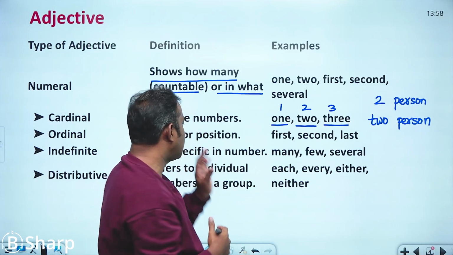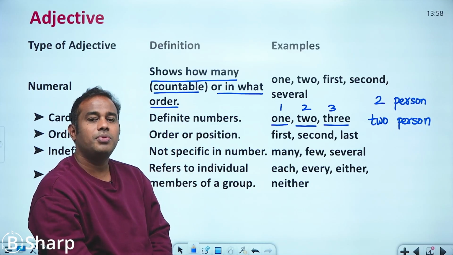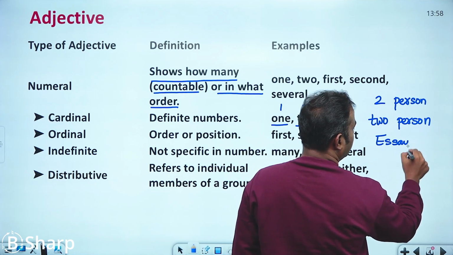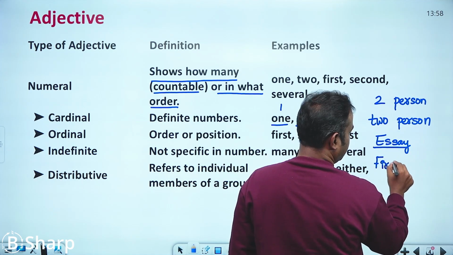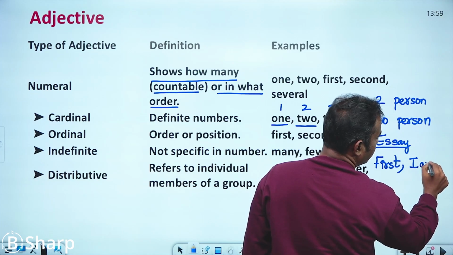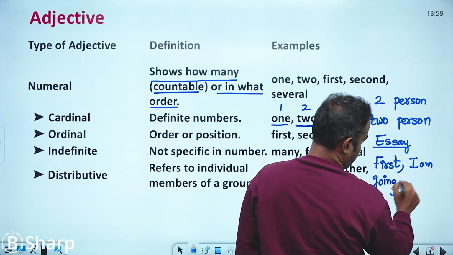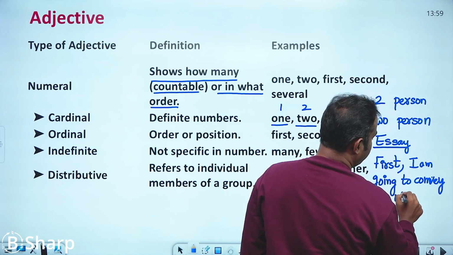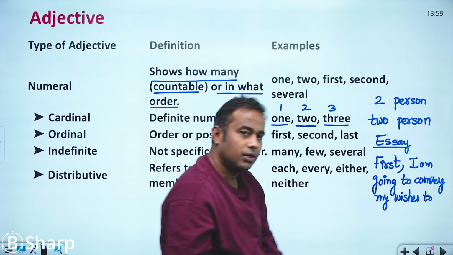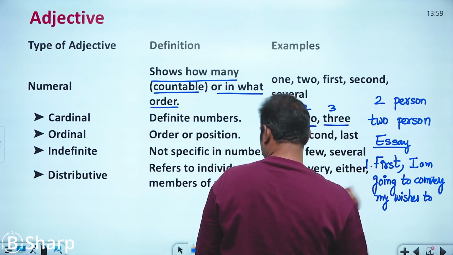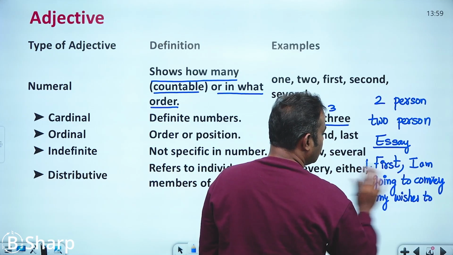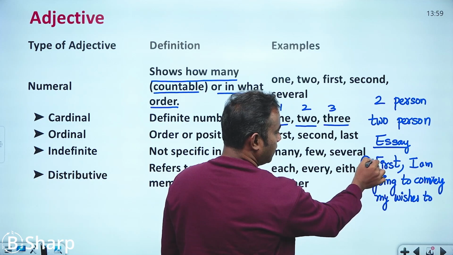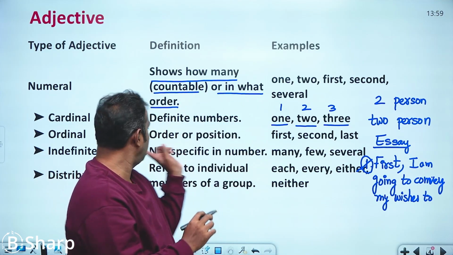The next one is the ordinal adjective. An ordinal adjective shows order or position. For example, I'm going to write some essay. When I write the essay, first I am going to convey my heartfelt wishes. Instead of saying this is number one, you represent it in the form of a word: first. In such cases we use the ordinal adjective.